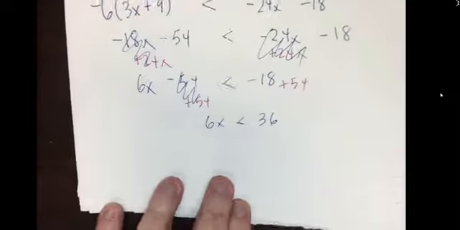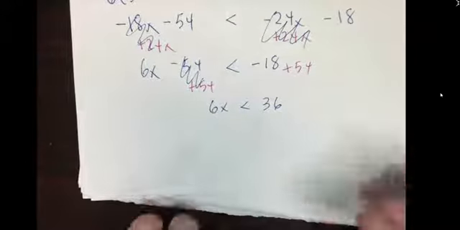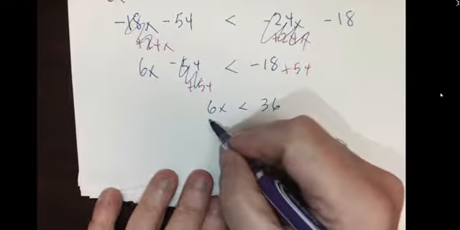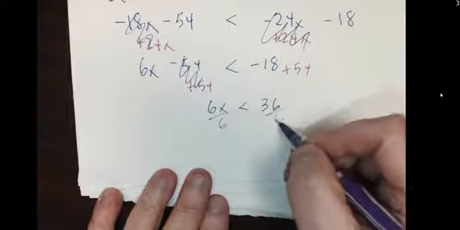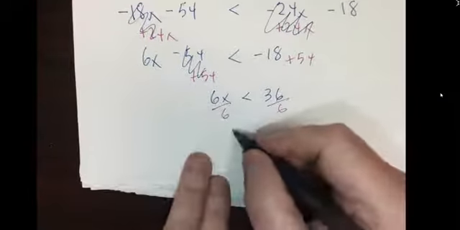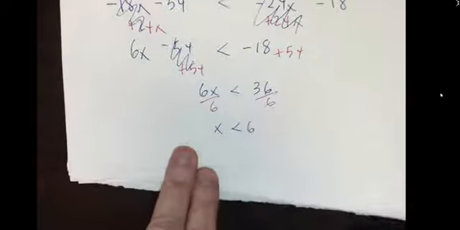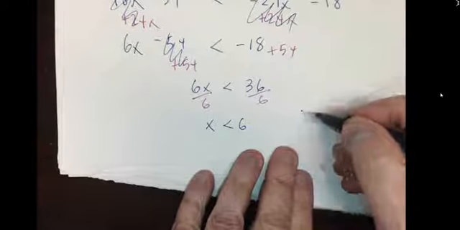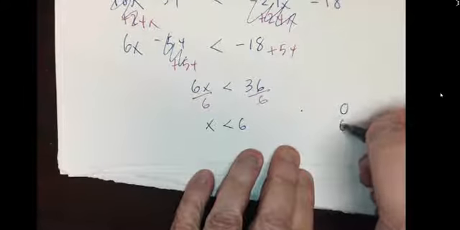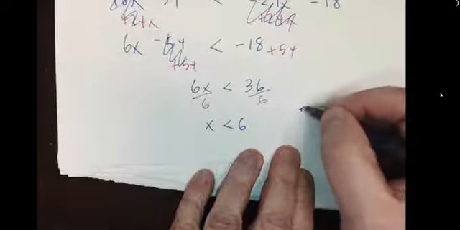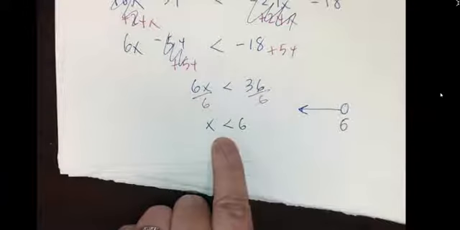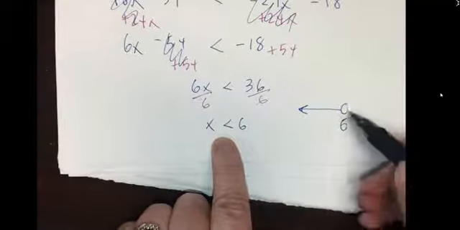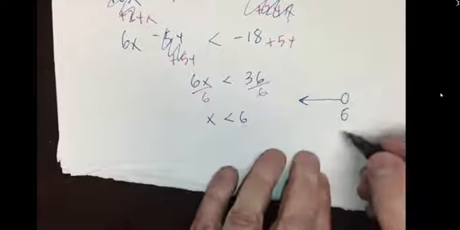And then I need to solve this for x. So I'm going to divide both sides by 6. Dividing by a positive does not change the direction of the arrow. So I have x is strictly less than 6. On the number line, you would find the 6, and it would be everything to the left of 6, where the arrow is going. 6 is not included. It's strictly less than 6.